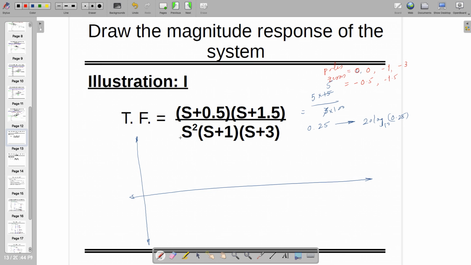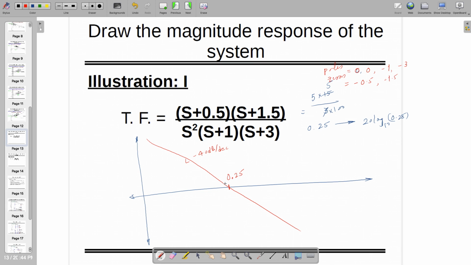You have to start with K by S square. So at the origin there is a slope of minus 40 dB per decade. So you have to go to the frequency 0.25. At 0.25 this is going to be equal to 0 dB, and you have to draw the slope of minus 40 dB per decade. This is going to give you the frequency response as you want.